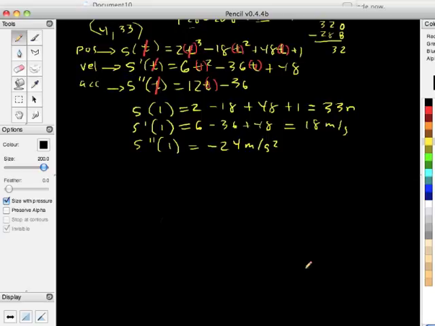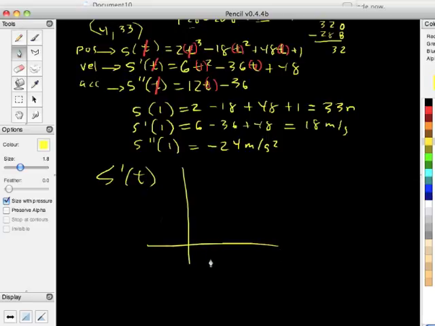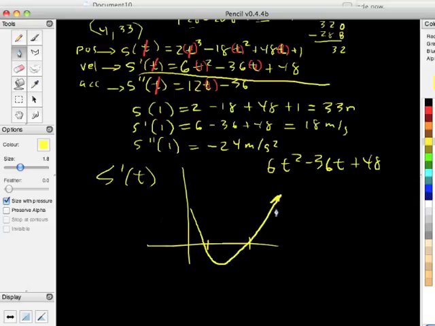So what about the graph of the derivative? We looked at s prime of t. What does the graph look like? Well, we know it's a parabola, and we know it's opening up. Ignoring these where I subbed it in, it's 6t squared minus 36t plus 48. So this is a parabola. It definitely opens up, and we already found some zeros. It definitely crosses the x-axis at 2 points. So s prime of t has to look like this. This is the only graph the derivative of the position function can look like.